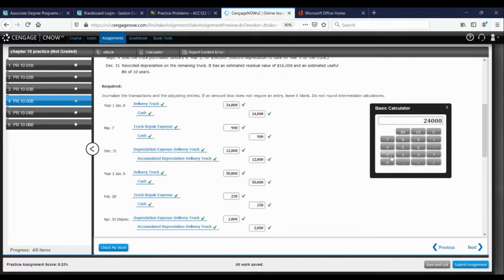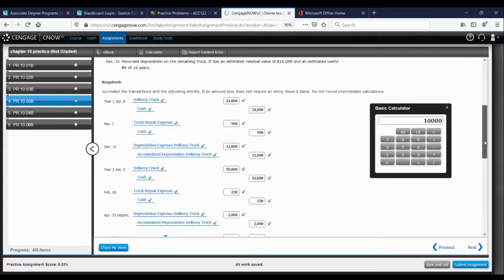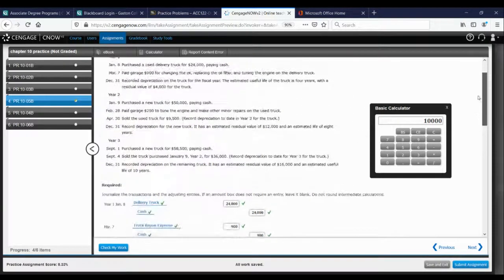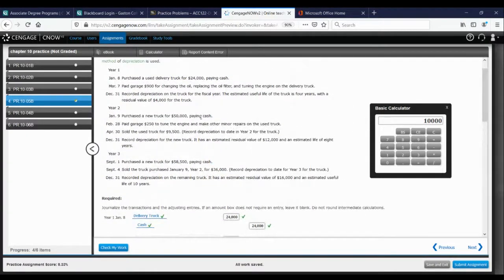That $14,000 is the accumulated depreciation at the date of sale. And so when we subtract that, that will leave us with $10,000 as a book value. What you have to do is find the book value at the date of the sale, which is $10,000, and we need to compare that to what we're selling it for.